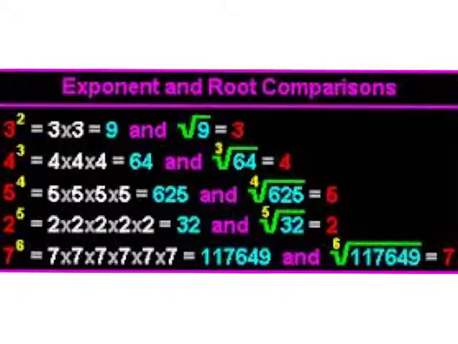Alright, let's compare exponents and roots. This means 3 to the second power, or 3 squared, which is 3 times 3 equals 9. Now, when you see the square root sign, that means what number times itself equals 9? Well, we know that's 3.